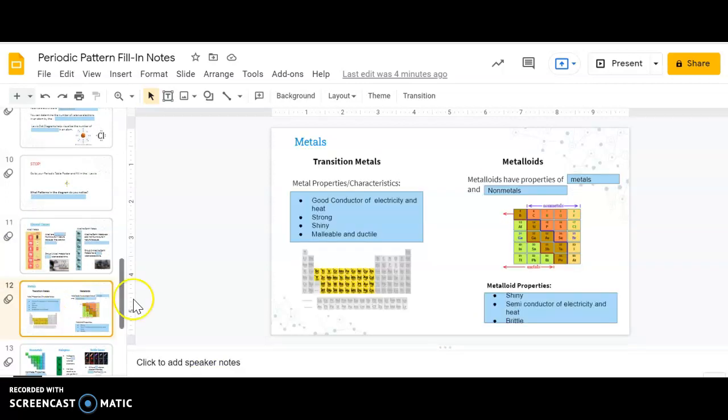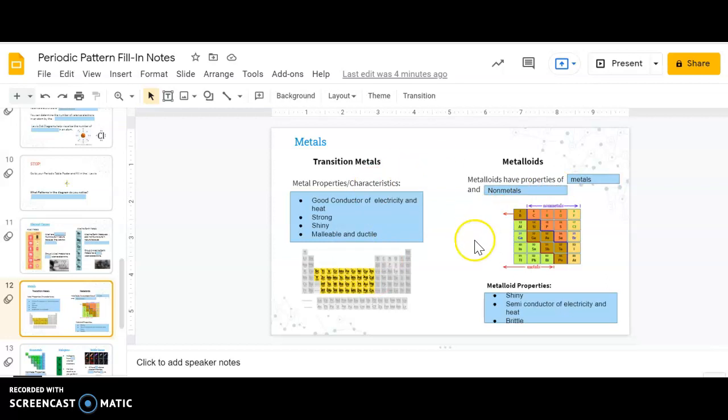As we continue across the table, the transition metals are the giant brick in the middle. These ones don't have patterns with the groups, so they have different numbers of valence electrons. That's why these are not included in groups 1 through 8, which are in gray. Properties of these: good conductors of electricity and heat. They're strong, shiny, malleable and ductile. You can shape it. You can mold it into different shapes.